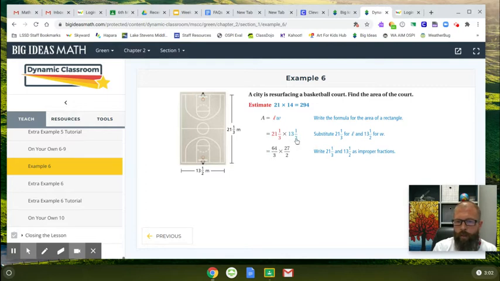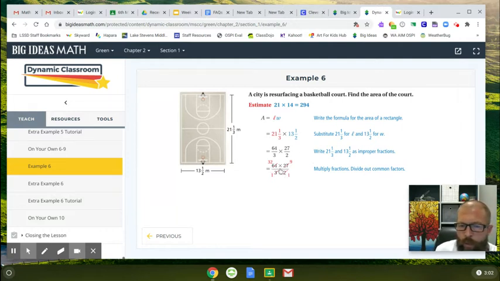13 times 2 is 26. 27 over 2. That's how we got this one. So now we change these into improper fractions. Now we're dividing out the common factors. So 3 and 27 both can be divided out by 3. So you end up with 3 divided by 3 is 1. 27 divided by 3 is 9. We're just reducing it early. That's what all this is.